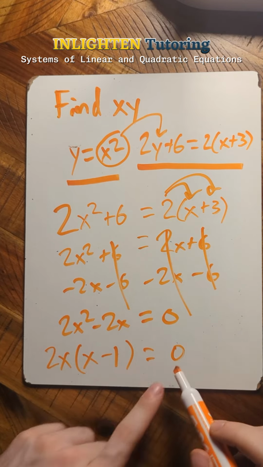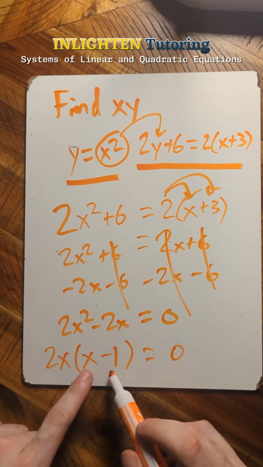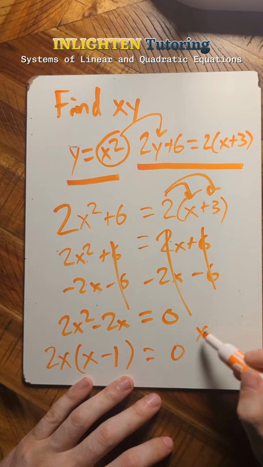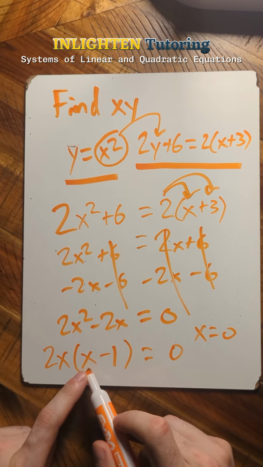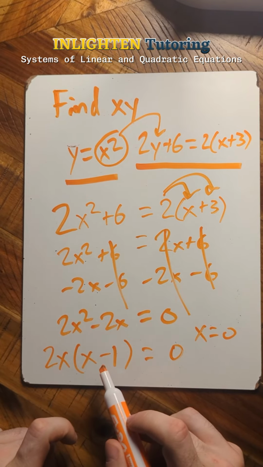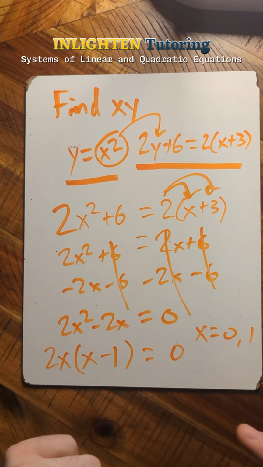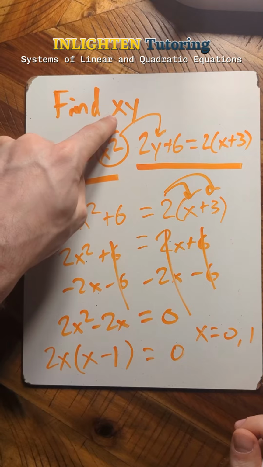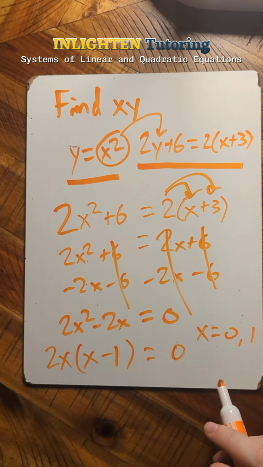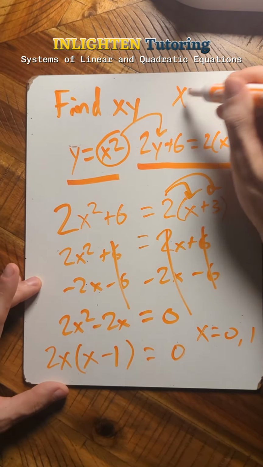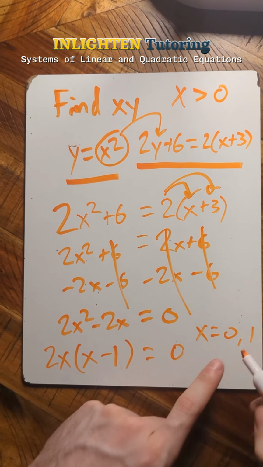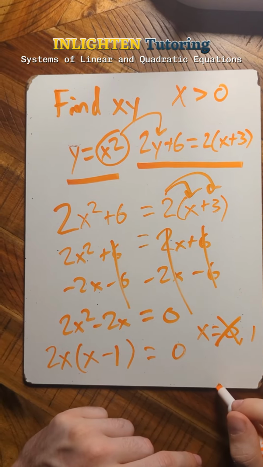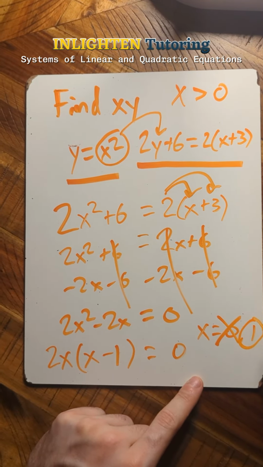0. If I plug in 0, 0 times this, that's going to be 0. So x equals 0. My other answer is whatever I plug in here in the second factor to make this thing equal 0. That's going to be 1. Now remember, we're trying to find not just x, but xy. In the question, it also mentions that x is greater than 0. What does that mean? That means we can disregard this answer, meaning we only get one answer for x.